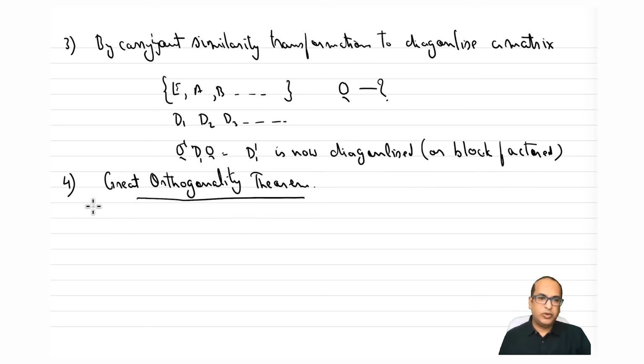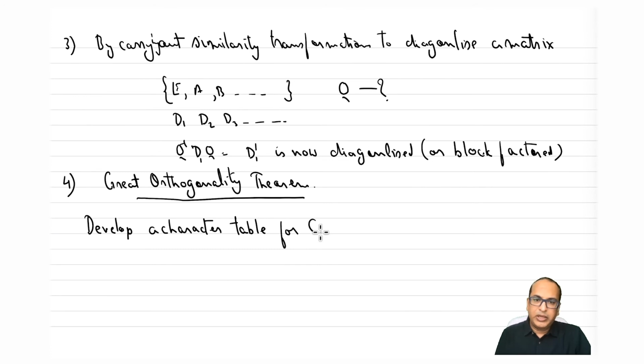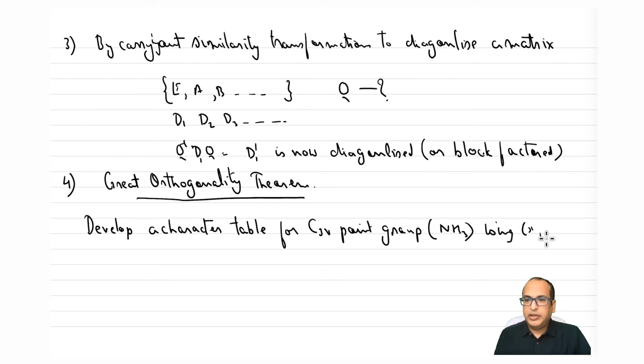I was planning to do it as a home exercise, but let's do it here. So let us try to develop a character table. I have also not introduced what a character table is. So develop a character table for the C3v point group, NH3 molecule example, using xyz as the basis set. Okay, let us work it out over here.